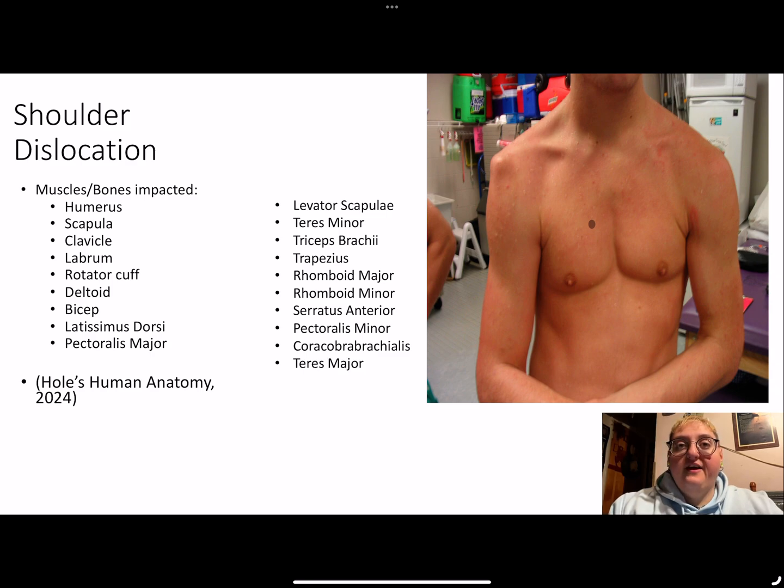The bones that are affected by a shoulder dislocation are bones of the pectoral girdle, which include the scapula and clavicle. The humerus and also the labrum, or the cartilage of the glenoid cavity, are affected as well. The muscles that are affected are the rotator cuff, which include the supraspinatus, infraspinatus, teres minor, and the subscapularis. The deltoid, bicep, lats, triceps, and pecs are also affected. The movement of these muscles helps with circumduction of the arm.